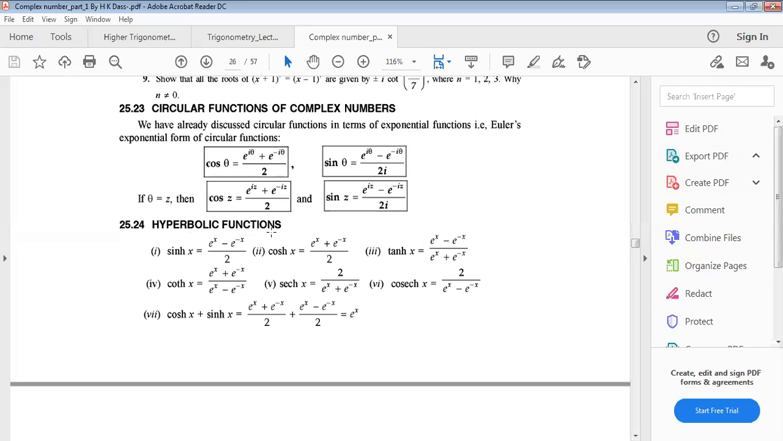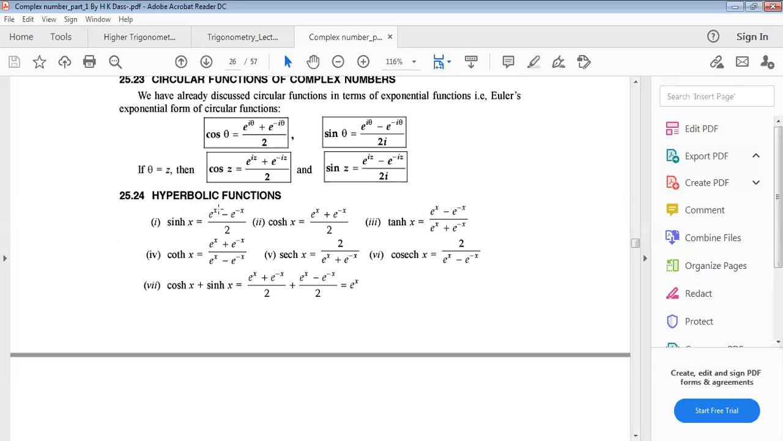And hyperbolic function, this is the sine hyperbolic function equals to e to the power x minus e to the power minus x divided by 2. Just i is absent here. It looks like cos and sine, but i will be absent in hyperbolic function. Sine hyperbolic x equals to e to the power x minus e to the power minus x divided by 2, and cos hyperbolic x equals to e to the power x plus e to the power minus x divided by 2.